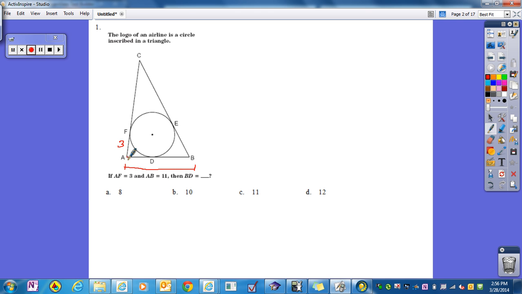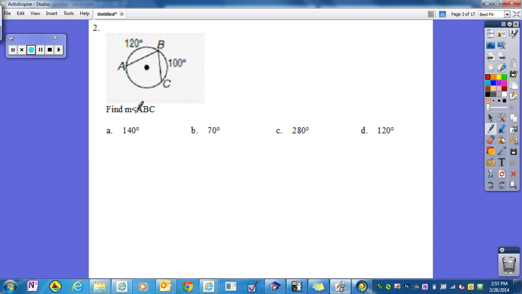Alright, well we know that since A is a point outside my circle, AF is a tangent, and then the tangent line AD is going to be congruent to that, so AD will also be 3. Then it says AB, which is the whole thing, is 11, so that means that BD must come from 11 minus 3, and when you do 11 minus 3, you get 8, so the answer to this one is 8.